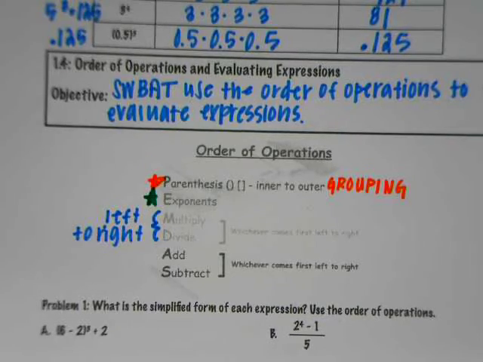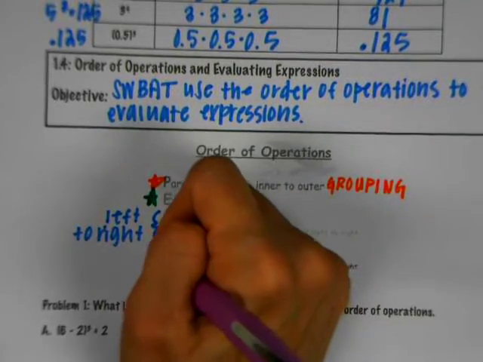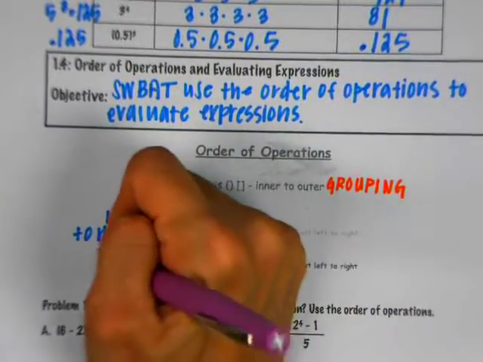And then last, same exact thing with addition and subtraction. They're complete equals to each other. You just go left to right.